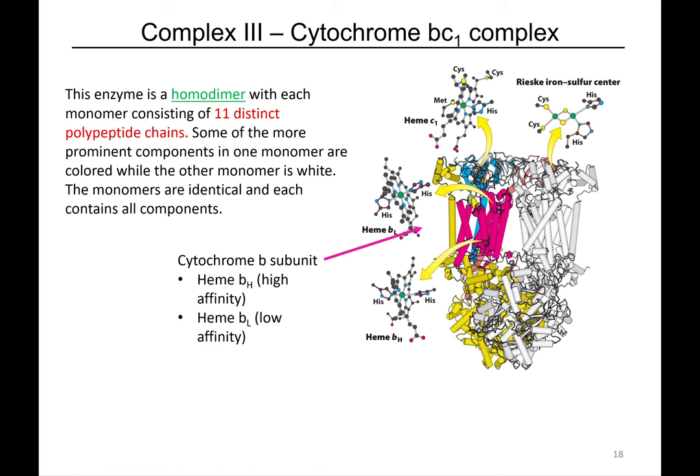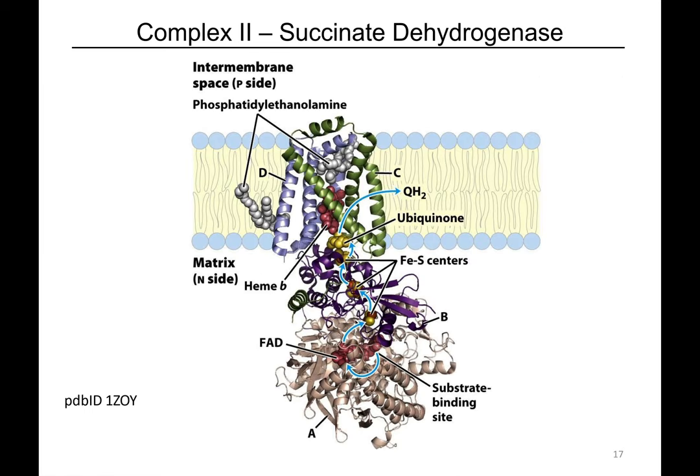Ultimately, 2 electrons initially come from succinate. They're given to FAD to make FADH2. They're then passed 1 electron at a time through our iron sulfur clusters, 1 electron at a time to ubiquinone to create our semiquinone, and then the fully reduced ubiquinol. Okay, and then the reduced coenzyme Q is released into the membrane, and it can diffuse over to complex 3 called the BC1 complex.